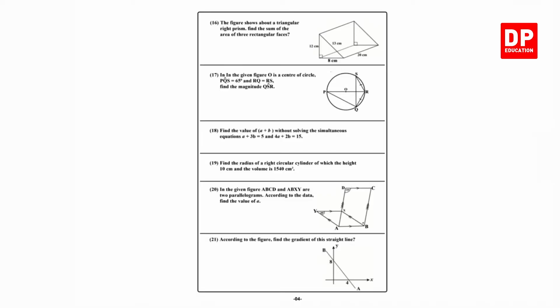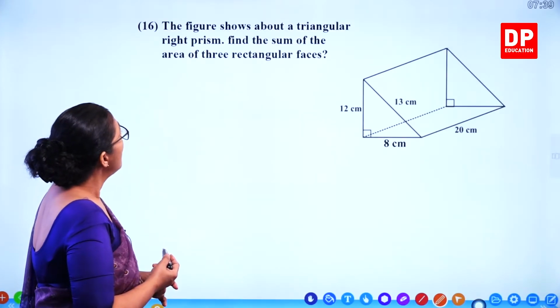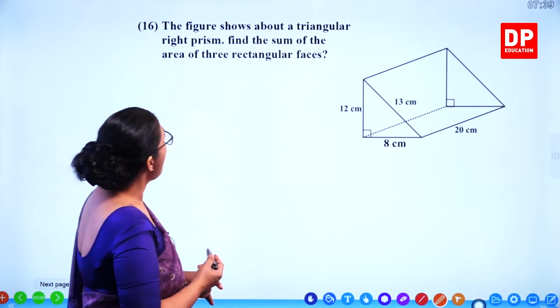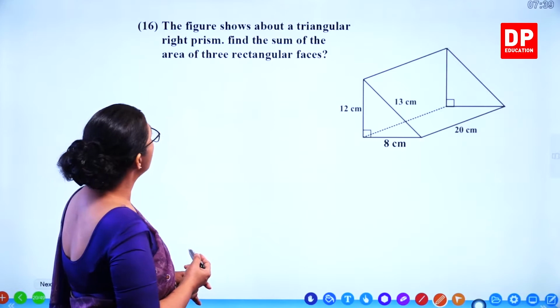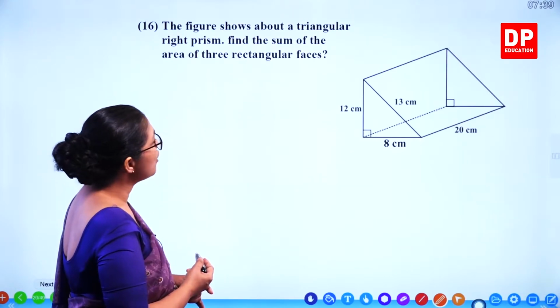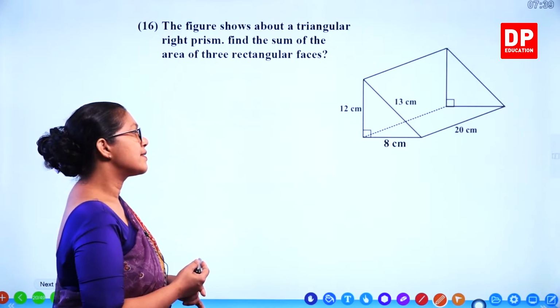Now you can try question number 16 to 21. The figure shows a triangular right prism. Find the sum of the area of 3 rectangular faces. What are the rectangular faces?